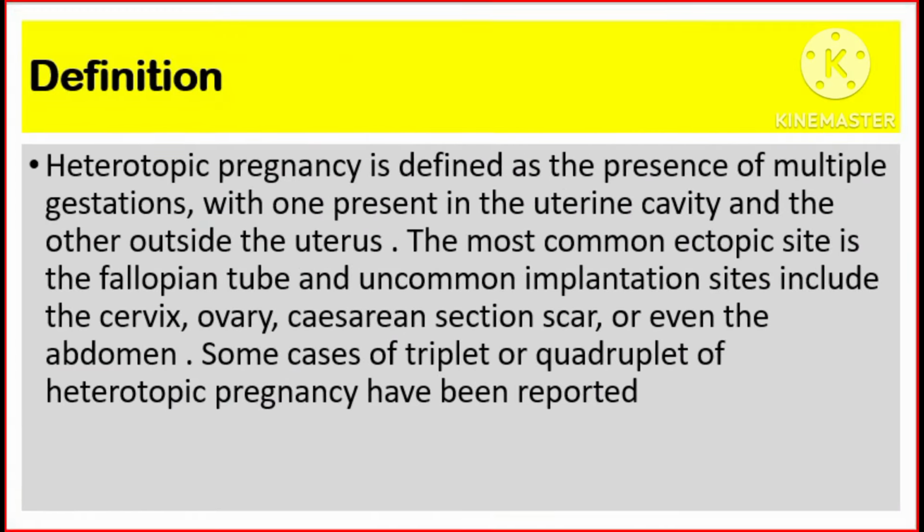Definition: heterotopic pregnancy is defined as the presence of multiple gestations with one present in the uterine cavity and the other outside the uterus. The most common ectopic site is the fallopian tube, and uncommon implantation sites include the cervix, ovary, cesarean section scar, or even the abdomen. Some cases of triplet or quadruplet heterotopic pregnancy have been reported.